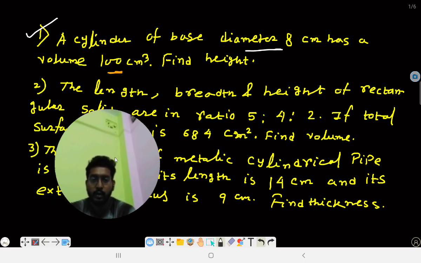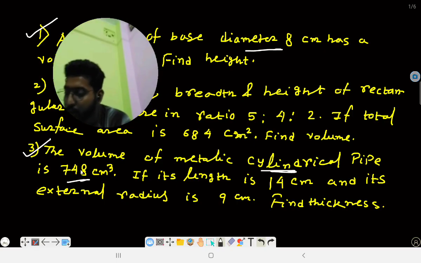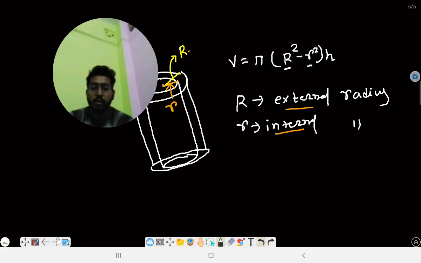Now we'll do the third one first, because this is also the problem of cylinder, so we'll use that one. Okay, so volume of metallic cylinder pipe is 748. So it is given, volume of the cylinder is 748. Now length is given 14 centimeter. Length means here the height is given 14 centimeter, and the external radius is given 9 centimeter. Now external means here it is external radius, that means this formula. So whenever there is a case of external internal, you have to use this formula for the volume.